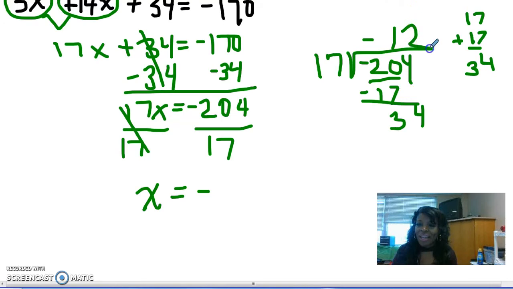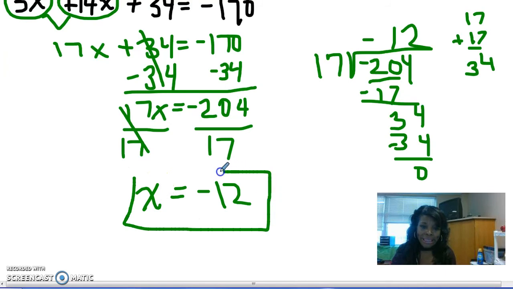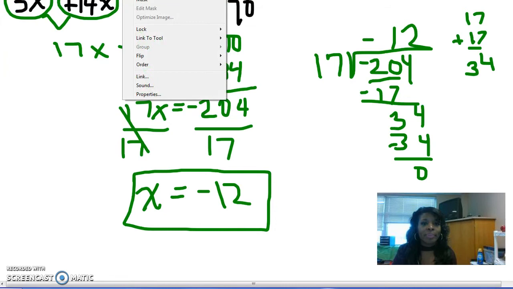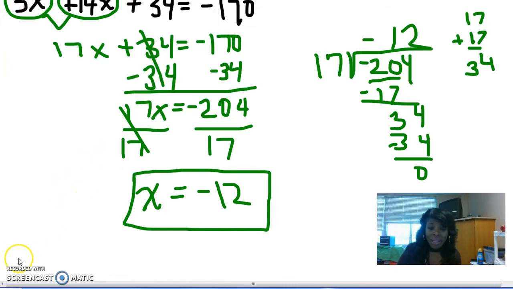Okay. Negative 12. Isn't that dandy? All right, 0. Negative 12. So, now that is my solution. X is negative 12. So, in algebra, it's always good to check, and actually, it is a requirement.